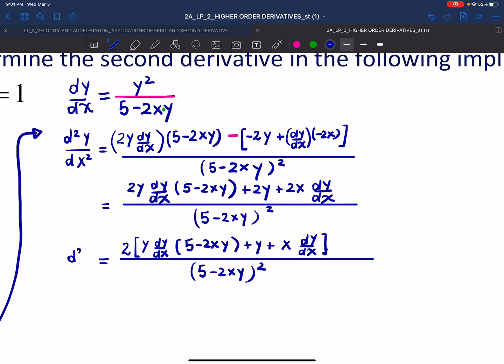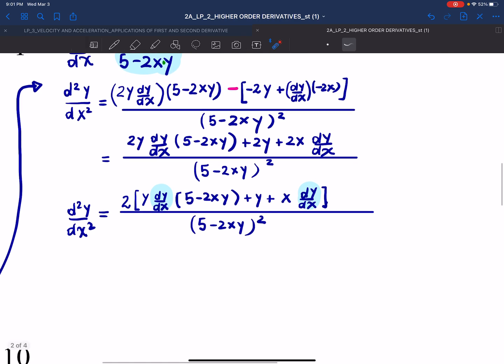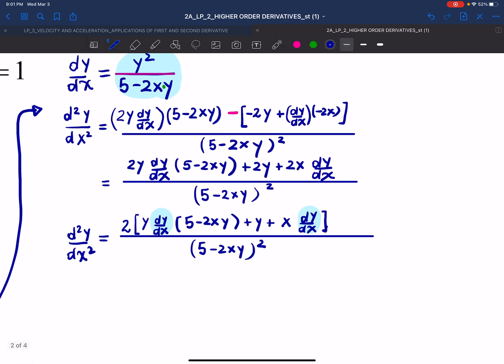So this would be d squared y over dx squared. So what we want to do is replace dy/dx here. And what do you replace it with? y squared over 5 minus 2xy. The reason why you want to do this is because you want to express d squared y over dx squared, or the second derivative, only in terms of x and y. So we don't want to introduce a new thing in there. So here we go.